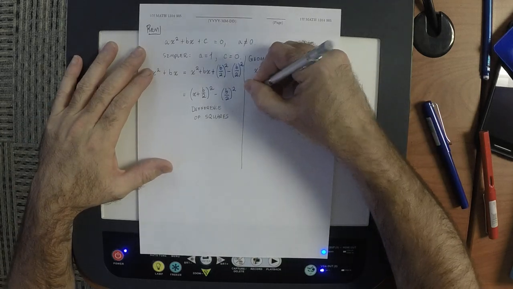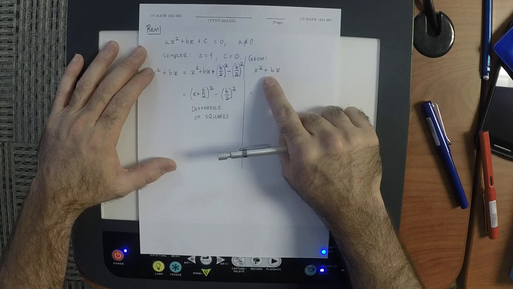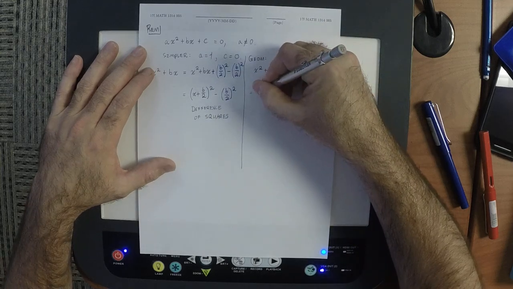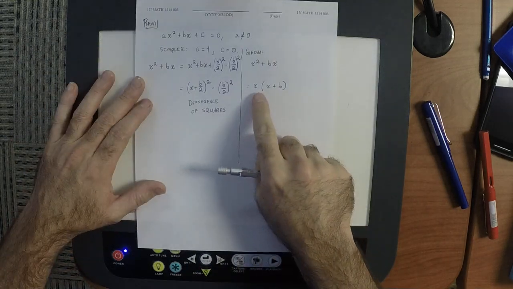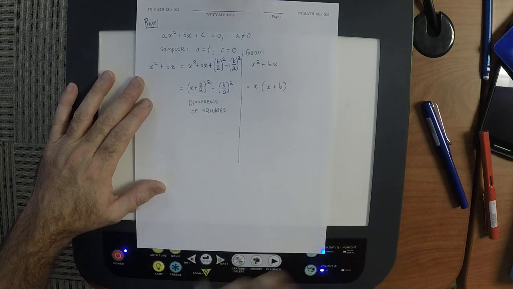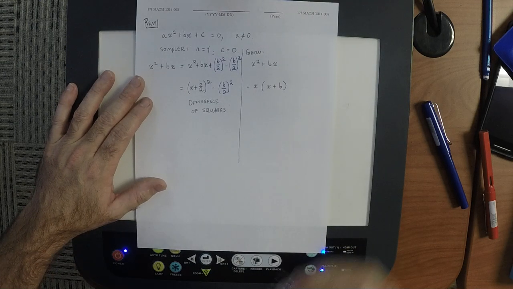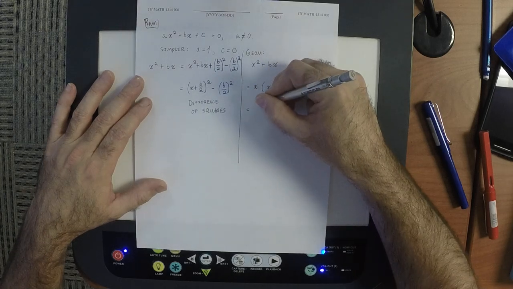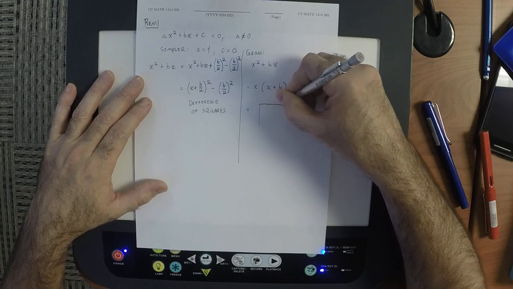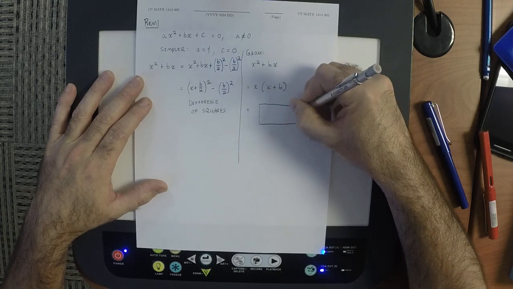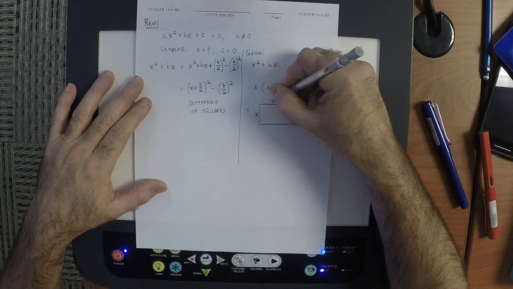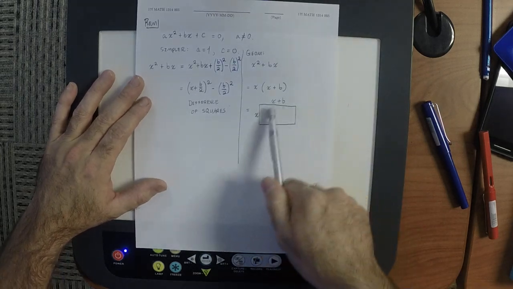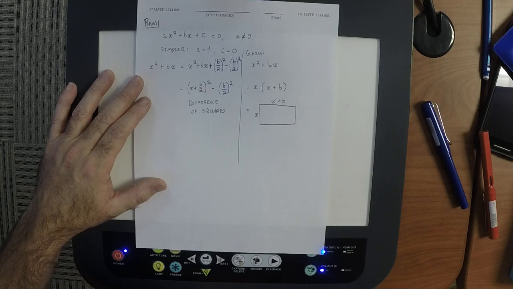So, have a look at this expression. What is the greatest common factor in this expression? X. So I'll factor out the x, and then we would have x plus b. What I want you to see is that this is a product, but now I'm going to reinterpret this as being the area of a rectangle. So here we go. I'll say that this here is x, that's x, and this side is x plus b, and we're talking about the area of this rectangle.